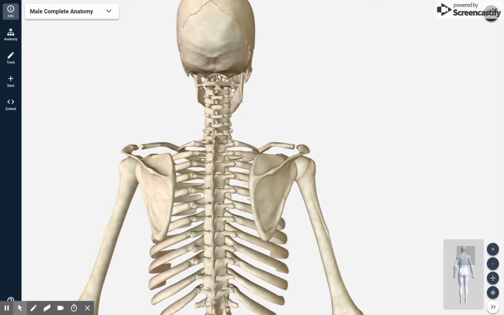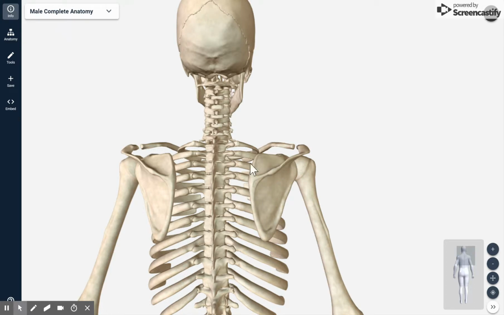Hey guys, what's up? This is the first model in the basic shoulder anatomy series where we'll be covering some bony landmarks of the shoulder. And these bony landmarks and articulations serve as the origin and attachment sites for the muscles of the shoulder, which we'll be covering later on in the video series. So I want to begin by looking at the back side and looking at the scapula.